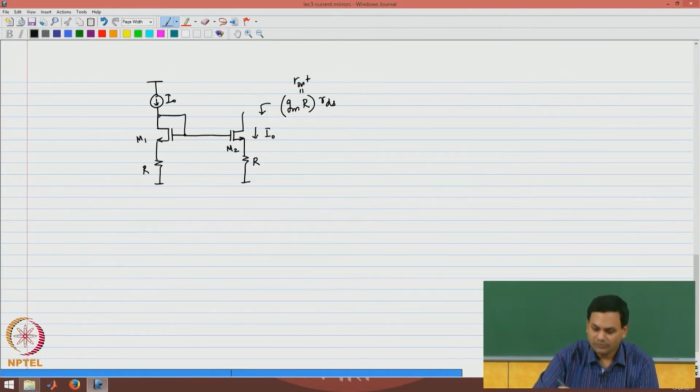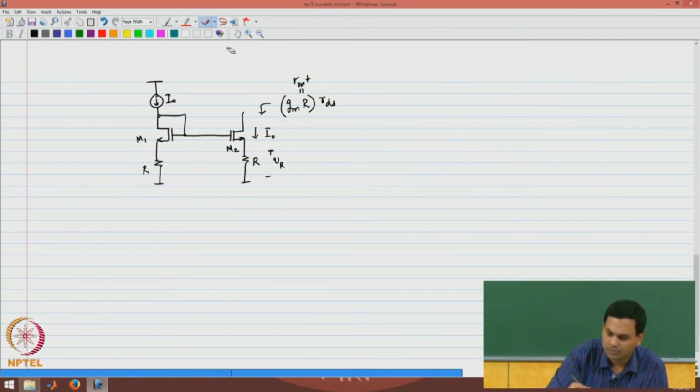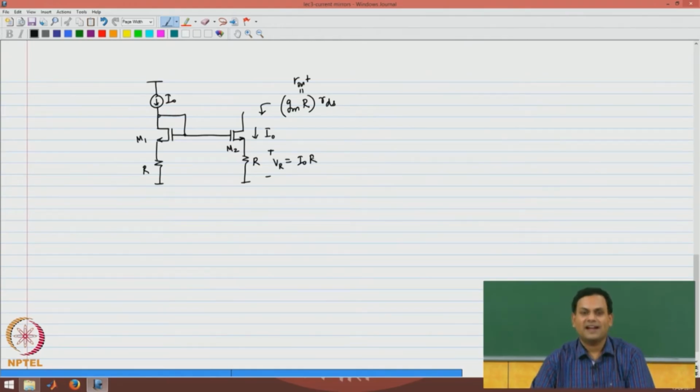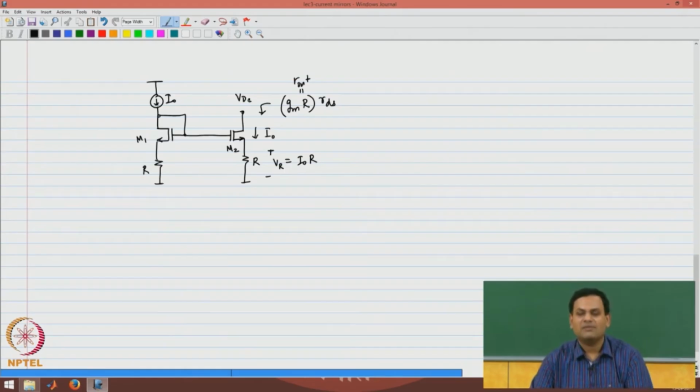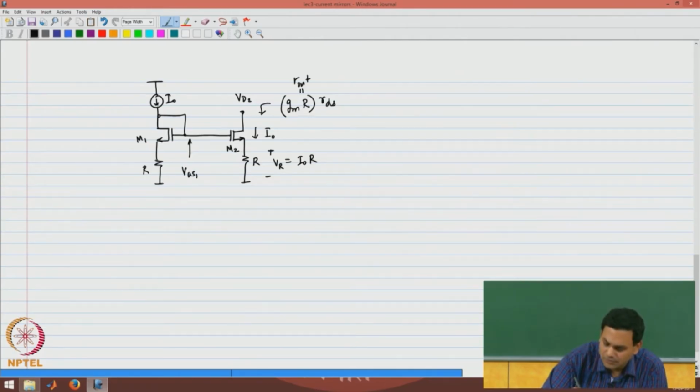But there is one problem. The minute I put in a resistance here, the DC voltage drop across the resistance is equal to I naught times R. So, if I try to get very large output resistance by increasing the value of R, the voltage drop across the resistance also increases, and eventually what will happen is that the minimum value of VD2 will get affected, because as VR increases, VGS1, or rather I am going to call it VG1, the gate voltage, is equal to I naught R plus VGS1.